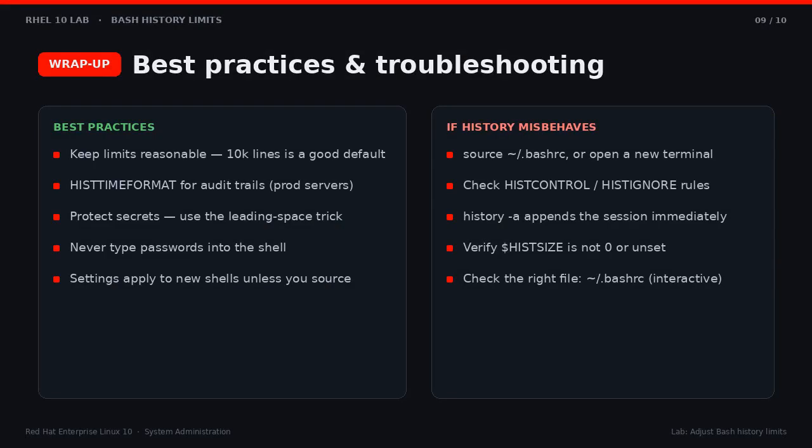A few best practices. Keep the file limit reasonable. A very large history file can slow down shell startup, so 10,000 lines is a good default. Use HISTTIMEFORMAT on systems that need audit trails, like production servers. Protect secrets with ignorespace, and never type passwords into commands that you cannot clear from history.